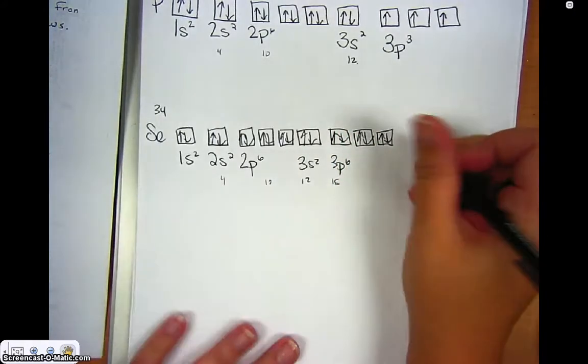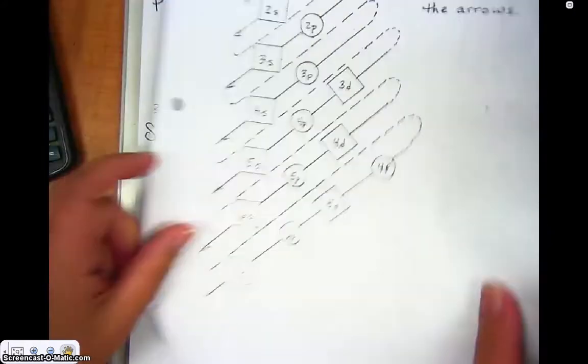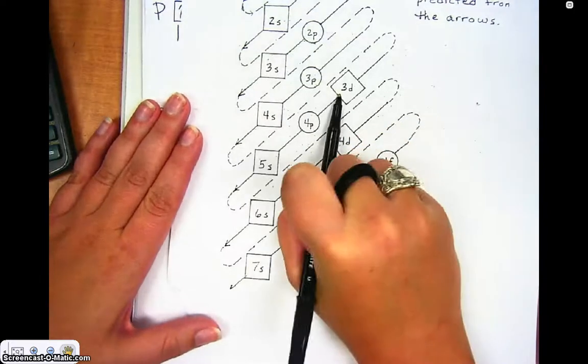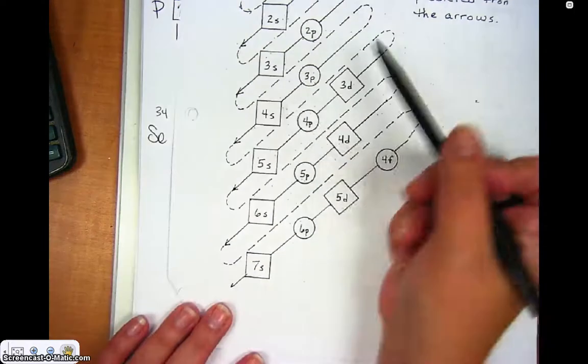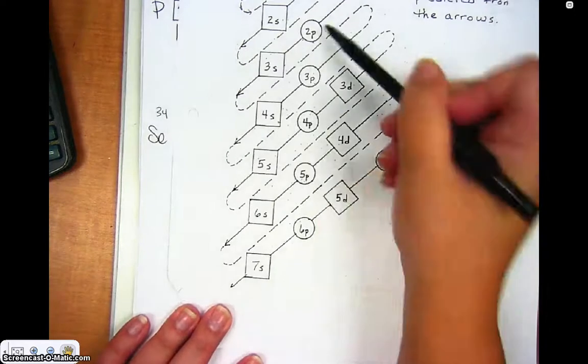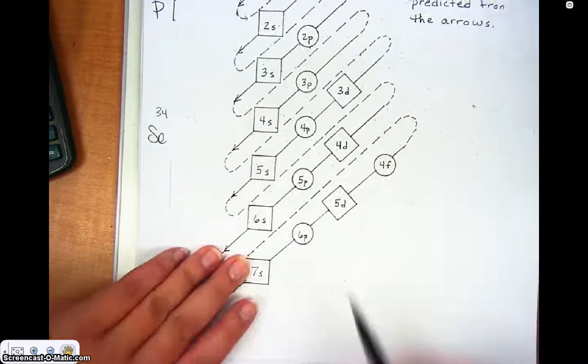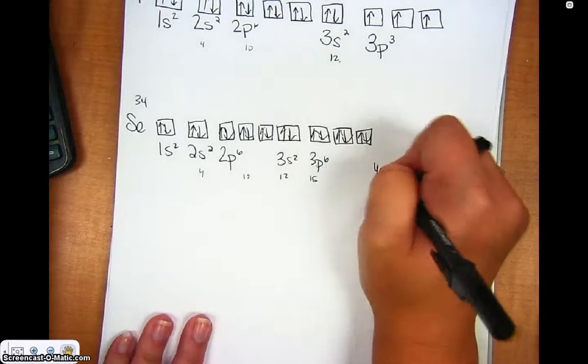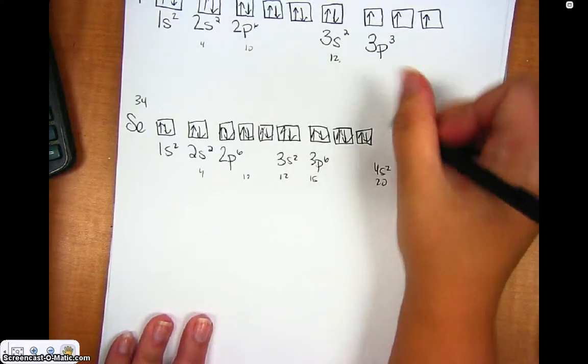Okay, so I've got 16 more to do, so let's look where I go from 3p. Right, so 3p, remember that the third energy level has a d, but that overlapping causes the 4s to fill up next. So we've got to follow our arrow down. So instead of going to 3d, I'm going to go to 4s. So 4s2, so that'll bring me up to 20.